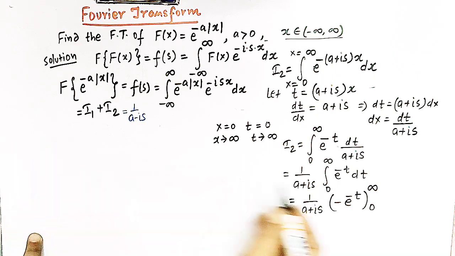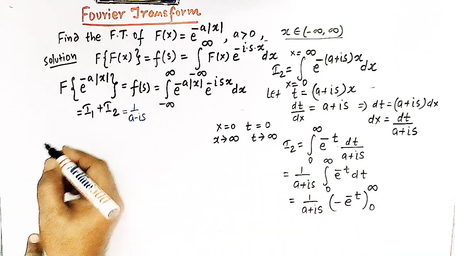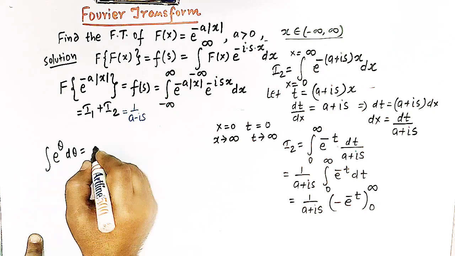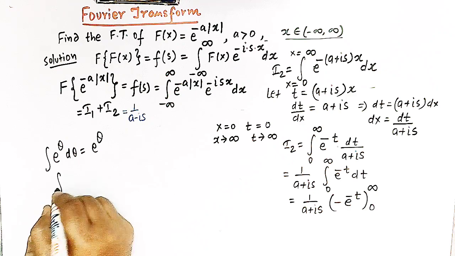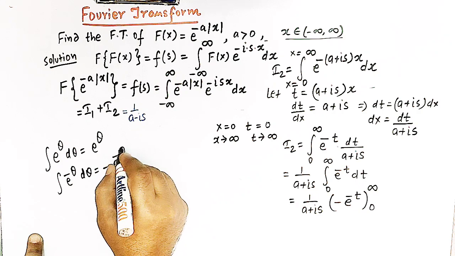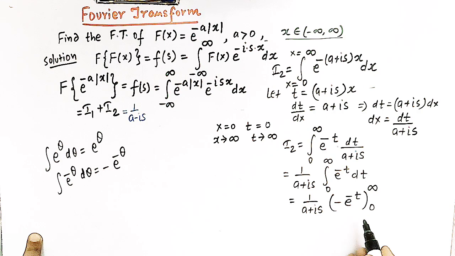Here we are using the two standard results: the integral of e raised to theta d theta is simply e raised to theta, and the integral of e raised to minus theta d theta is minus e raised to minus theta, right? So now, substituting the limits and taking the difference, we have 1 over a plus is, and here we have minus e raised to minus infinity, and then plus e raised to 0.